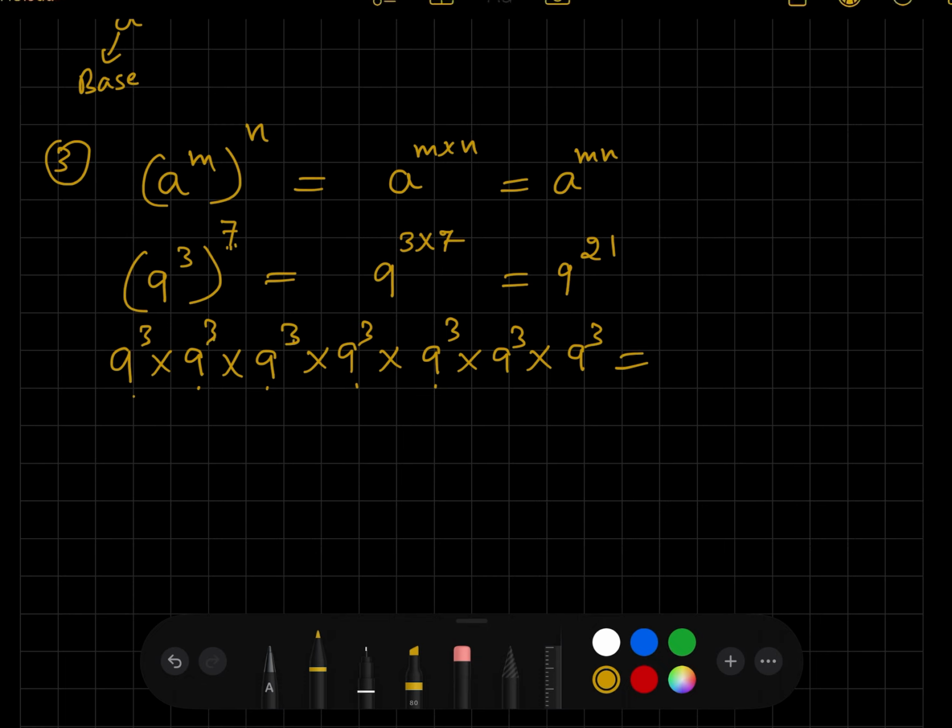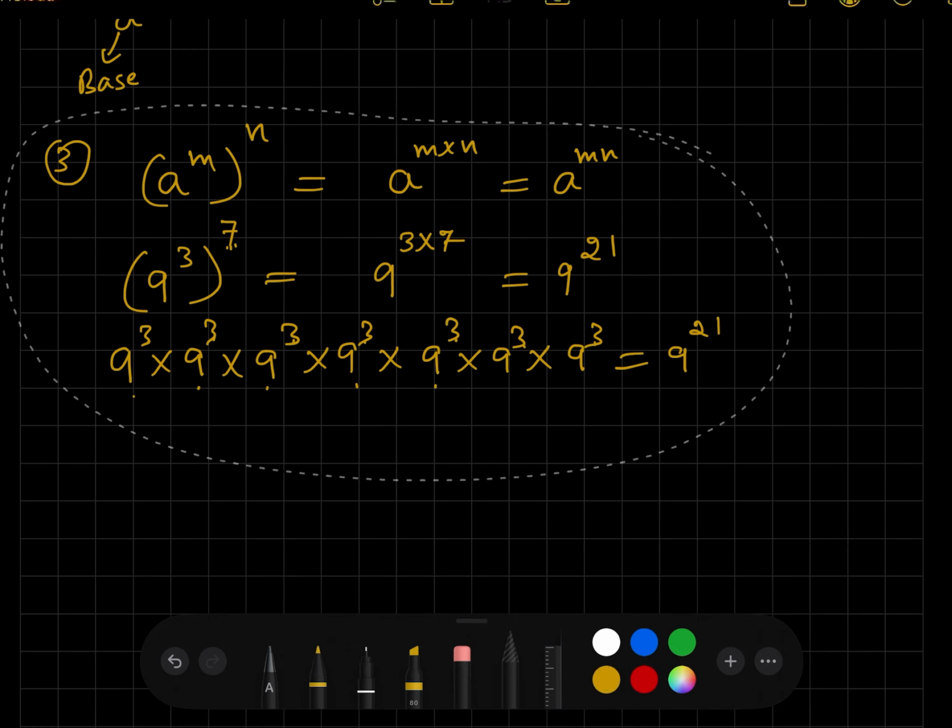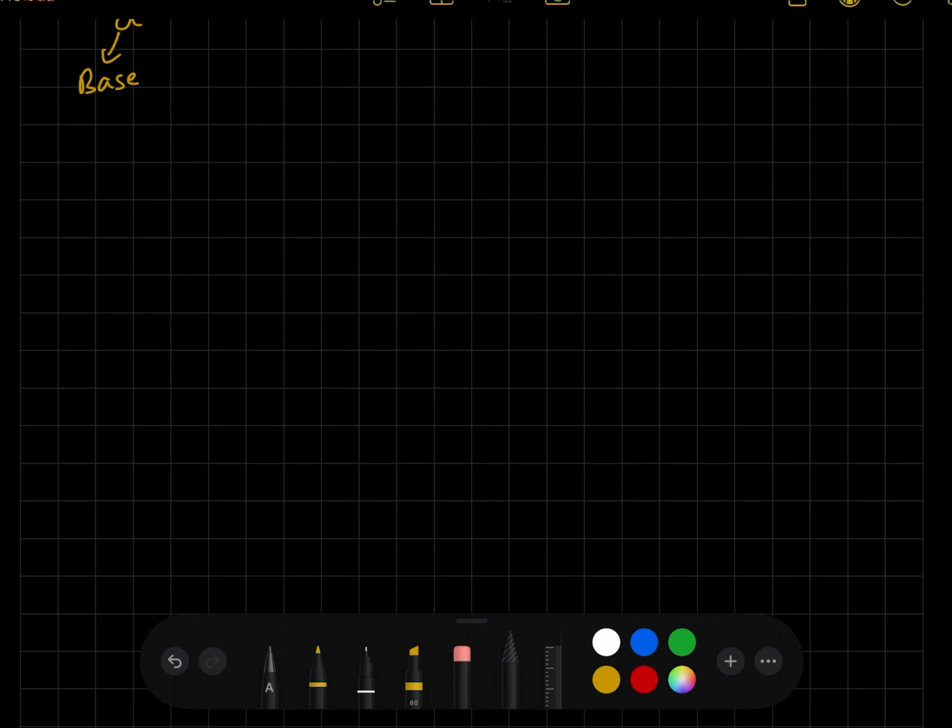3 plus 3 plus 3 plus 3 plus 3 plus 3 plus 3. So this is how 9 raised to 3 times 7, which is 21. Understood? Next, coming to the fourth law which we follow in indices, let us write here. The fourth one is: any number raised to the power 1 would be equal to the same number itself.